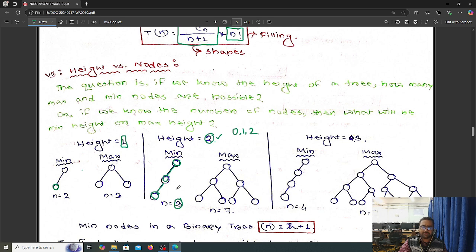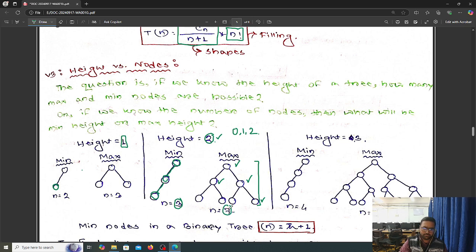Now what is the maximum number of nodes possible if we have height equal to 2? We must fill all the required gaps, so every node must have 2 children. If every node is having 2 children, how many total nodes are possible? For height 0, 1 root. For height 1, 2 children of the root. And for height 2, 2 children for the left child of the root and 2 children for the right child of the root. So a total of 7 nodes are possible.